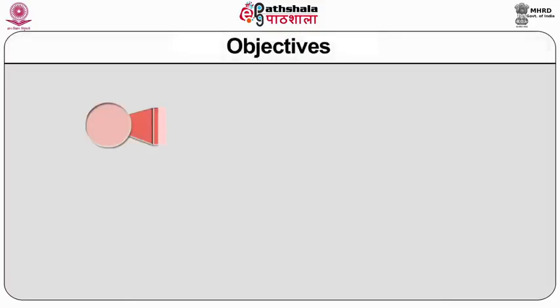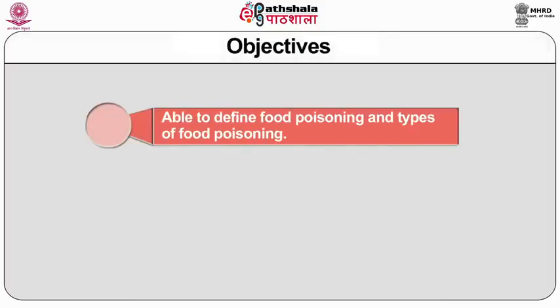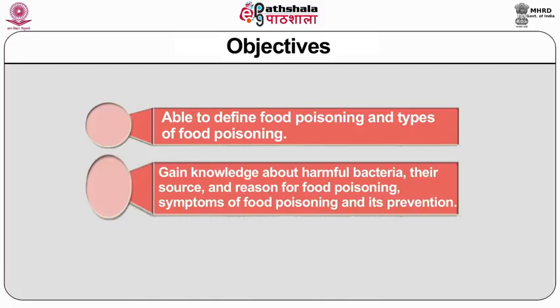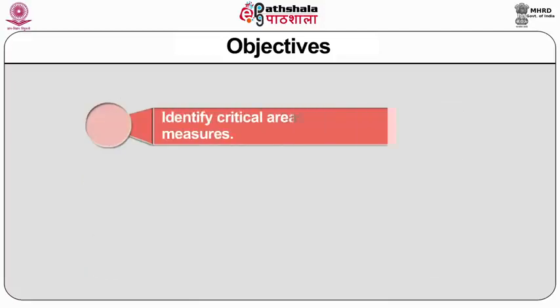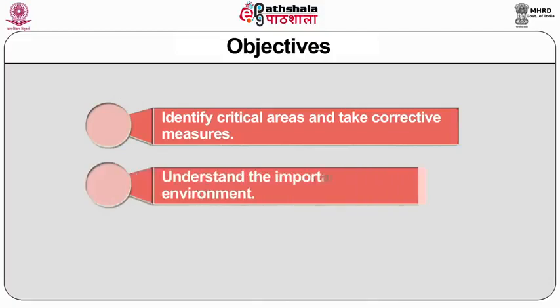I am presenting a lecture on the module titled Food Safety and Environment under the paper titled Food and Beverage Service Operations and Management. After completing this module, one will be able to define food poisoning and types of food poisoning, gain knowledge about harmful bacteria, their sources and reasons for food poisoning, symptoms of food poisoning and its prevention, precautionary measures to be taken at various stages of food service operations, identify critical areas and take corrective measures, and understand the importance of a clean environment.